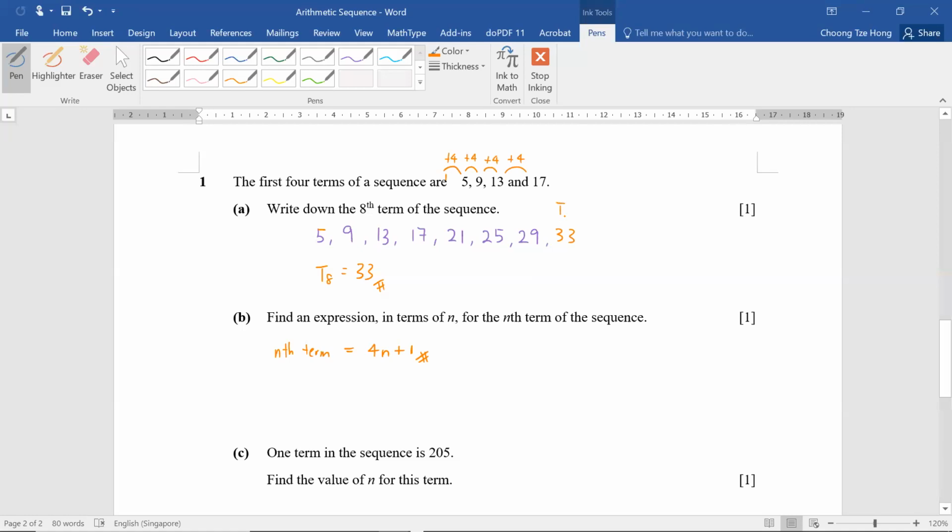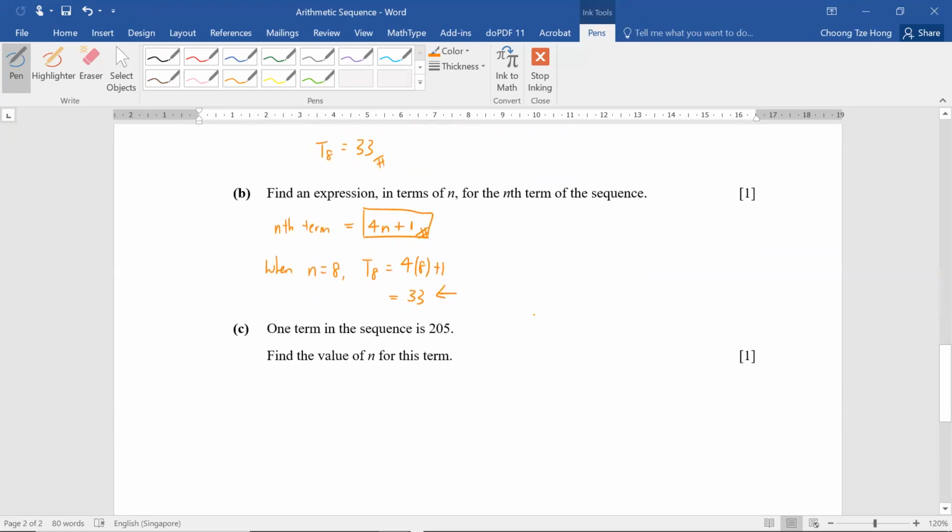Let's test it out for term number 8 and see whether we get 33 or not. When n equals 8, term 8 will be 4 times 8 plus 1. So 4 times 8 is 32, 32 plus 1, you get 33. So this verifies that our answer over here is the correct one.